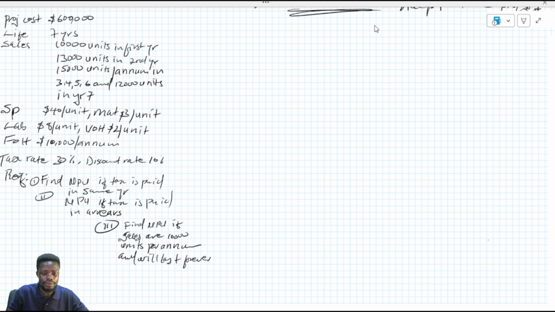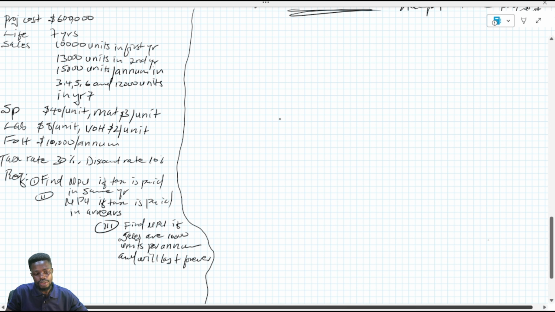All you do first, you always know that in doing your NPV, you have your table to consider. So requirement number one, you're going to say, first you have 7 years, right? 7 years. Okay, and tax is being paid in the same year.